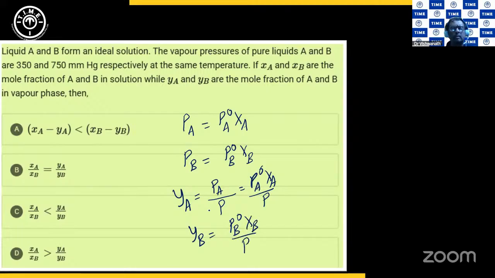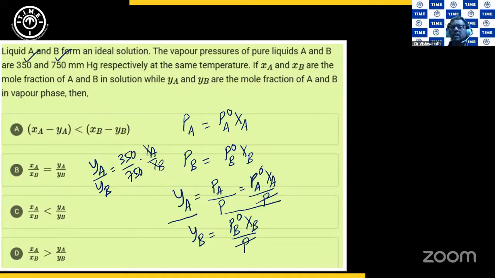What shall we do now? Divide one by the other. Left by left is equal to right by right. So P and P will cancel out, right? So YA by YB equals, what is PA naught? PA naught is 350, PB naught is 750. So 350 divided by 750 into XA by XB, can we write?